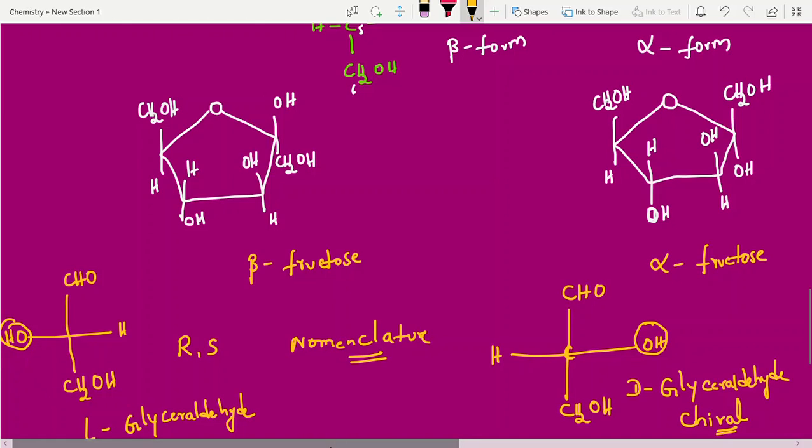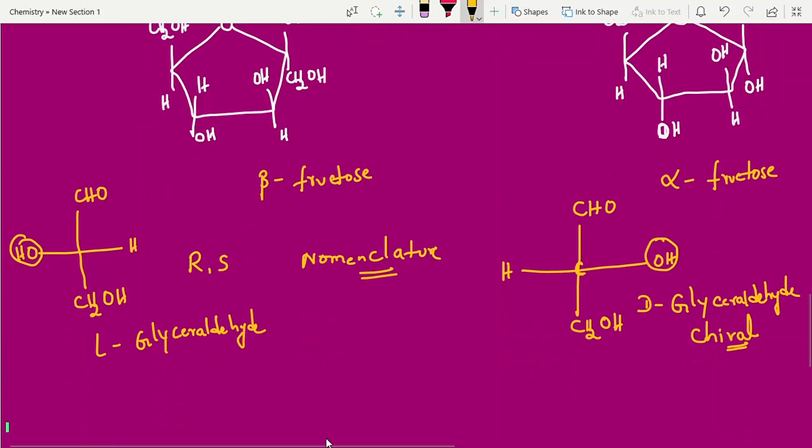The same way they have compared glucose also on paper, from the bottom to the second carbon. So the OH group on the right-hand side is D-glucose, and on the left-hand side is L-glucose, like that. Now RS nomenclature also plays an important role. To understand it very easily, first I am explaining a simple example. Afterwards you can try the glucose. In the next video I am going to give the answers.